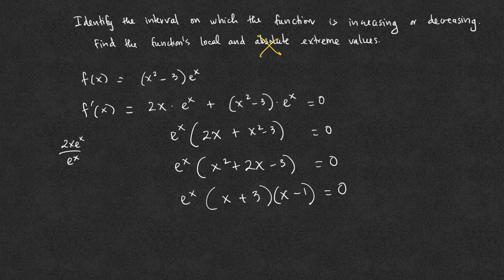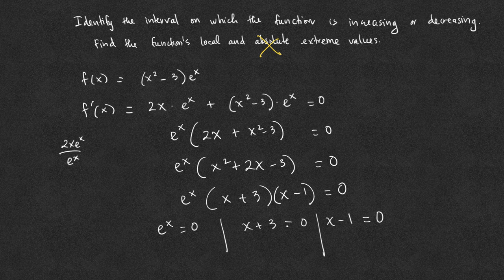We should check it. x times x is x squared. x times negative 1 is negative 1x. 3 times x is 3x. 3x minus 1x is 2x. And 3 times negative 1 is negative 3. This is a zero product because the product is 0, so we can set each factor equal to 0 and solve for x: e to the x equals 0, x plus 3 equals 0, and x minus 1 equals 0.